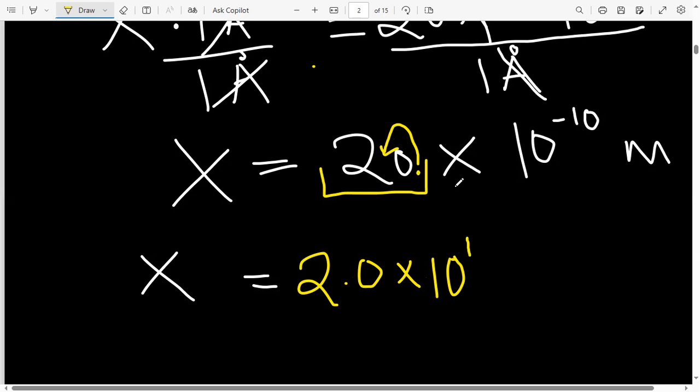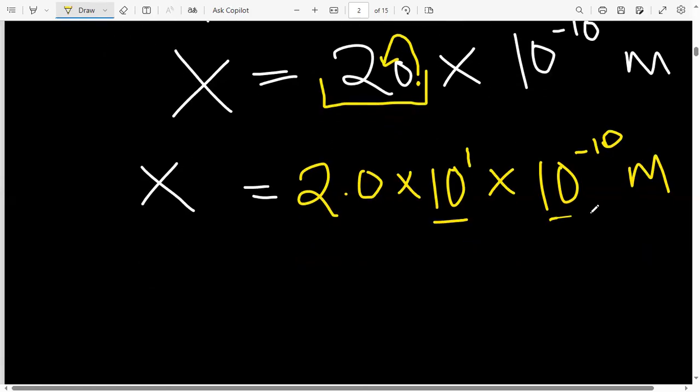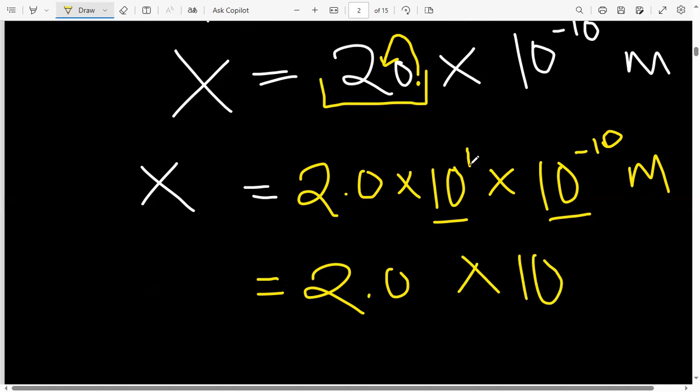And then we have this other thing here that remains. So times 10 to the power minus 10, okay? And then you say meters. So this is what you have here. So this and this have the same base, so we can add their powers. So this is going to be equal to 2.0 multiplied by 10, and then 1 plus minus 10 is what? It's minus 9, and then meters.